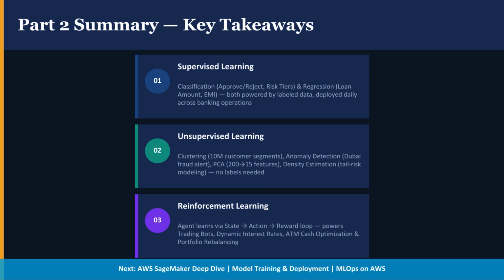Alright everyone, we have covered a lot of ground today. Let's bring it all together with a quick summary before we close. We learned about supervised learning and its types, classification and regression. We talked about unsupervised learning where we discussed clustering, anomaly detection, dimensionality reduction and density estimation. And lastly, we discussed reinforcement learning, where we talked about algorithmic trading bots, dynamic interest rate, ATM cash optimization, and portfolio rebalancing. And that's a wrap on machine learning fundamentals in the banking domain.